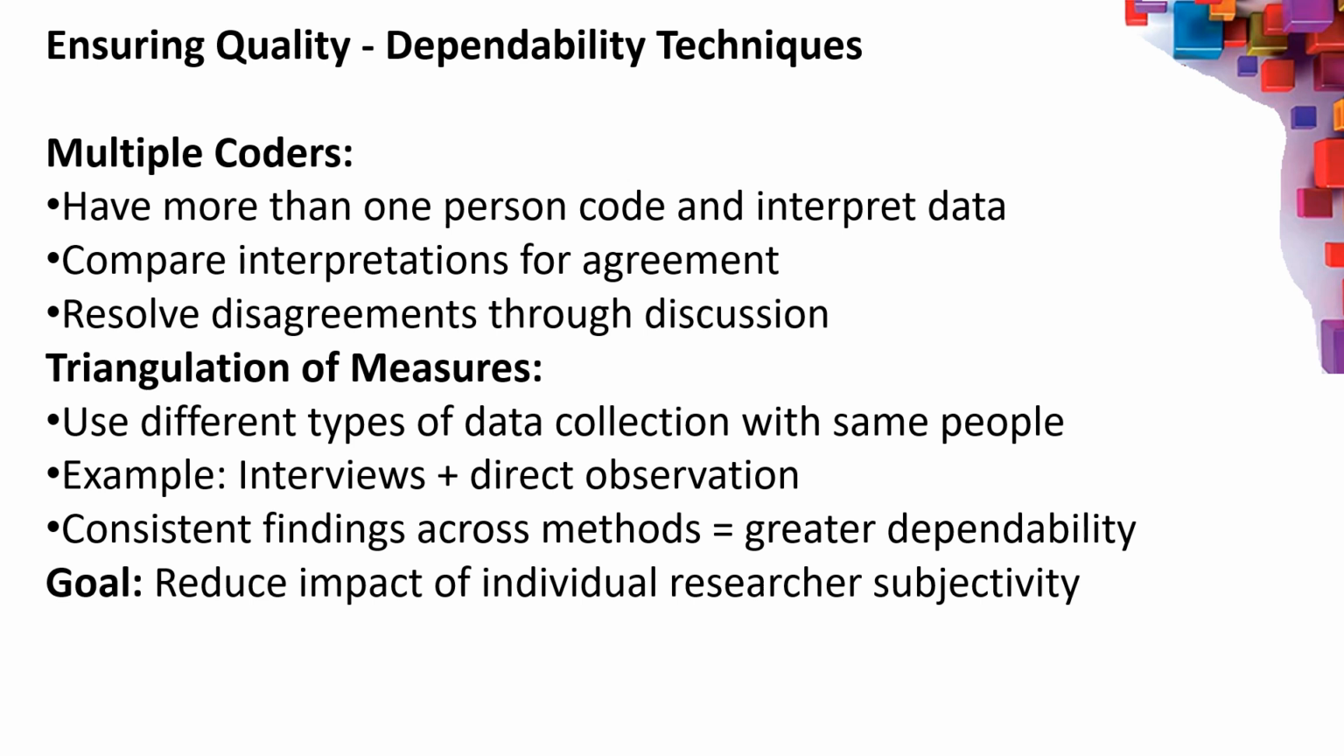Dependability is qualitative research's version of reliability. It's all about consistency in your interpretation. Having multiple people code your data independently helps ensure you're not seeing patterns that aren't really there. When you use different types of data collection with the same people and get consistent findings, that strengthens confidence in your results. The goal isn't to eliminate subjectivity entirely, but to control for individual biases.